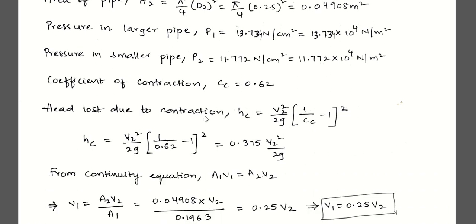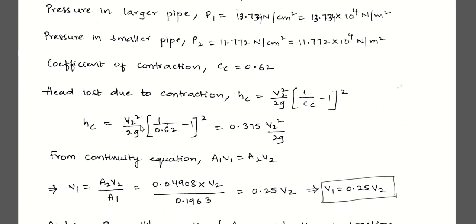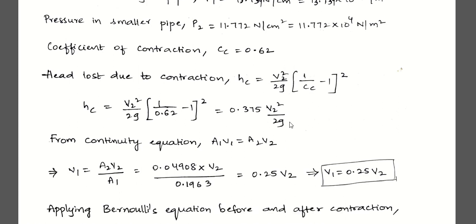Now, head loss due to contraction when Cc is given is by the formula Hc is equal to V2 square by 2g into (1 by Cc minus 1) whole square. Now from here, just substitute the Cc value. So V2 square by 2g into (1 by 0.62 minus 1) whole square. We got 0.375 V2 square by 2g.